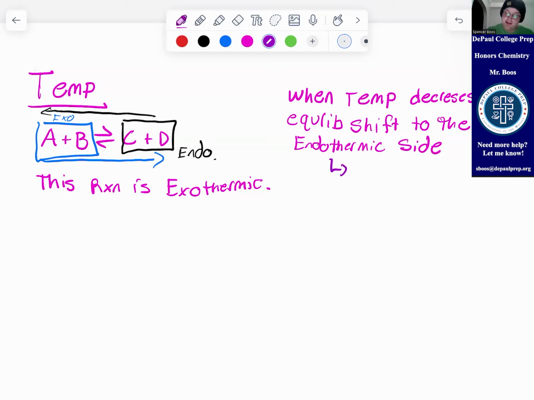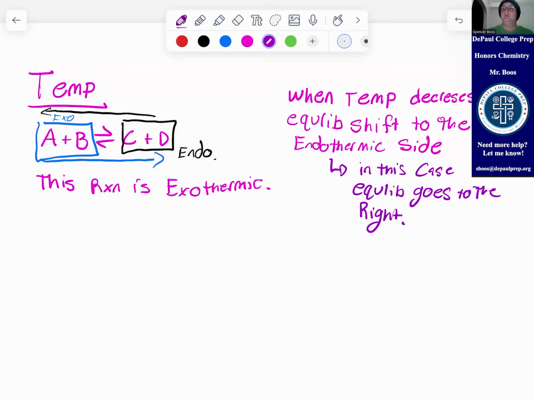So in this case, equilibrium goes to the right. All right.